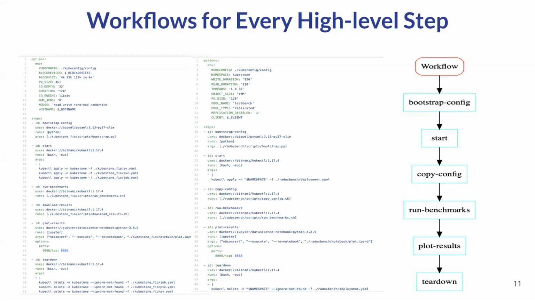The benchmark or experiment workflows follow a structure similar to the one shown on the right here. We have a bootstrap config step that bootstraps the configuration files for the pods depending upon the environment variables that are provided through the workflow. Then the start step deploys the pods using those config files. Then the copy config step copies the Ceph config that was downloaded to a local machine while deploying the Ceph cluster to the client pod, so that the client pod can connect to the rest of the cluster. Then the run benchmark step executes the benchmark commands or scripts inside the client pods. And the plot results step downloads the results, runs Jupyter notebooks, generates plots, and tears down all the resources that are spawned by the workflow, like the pods or any volumes, etc.